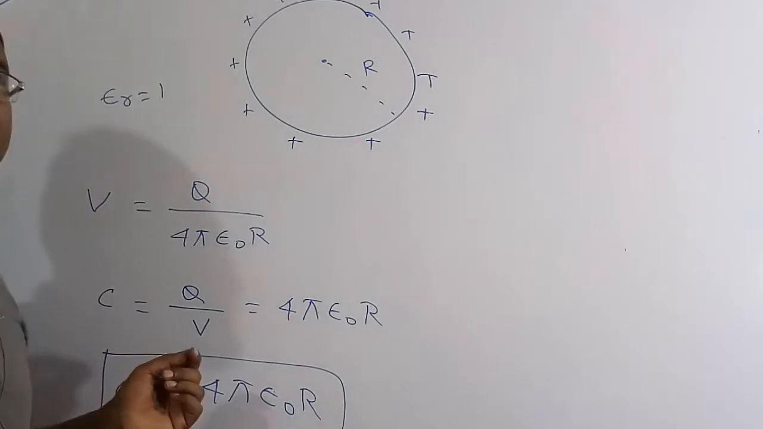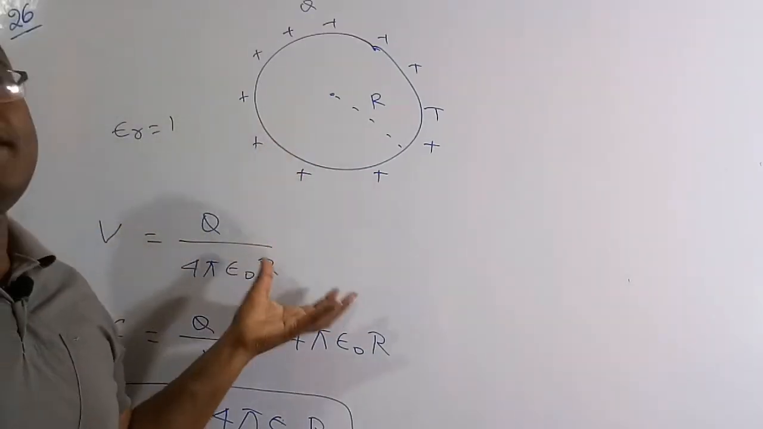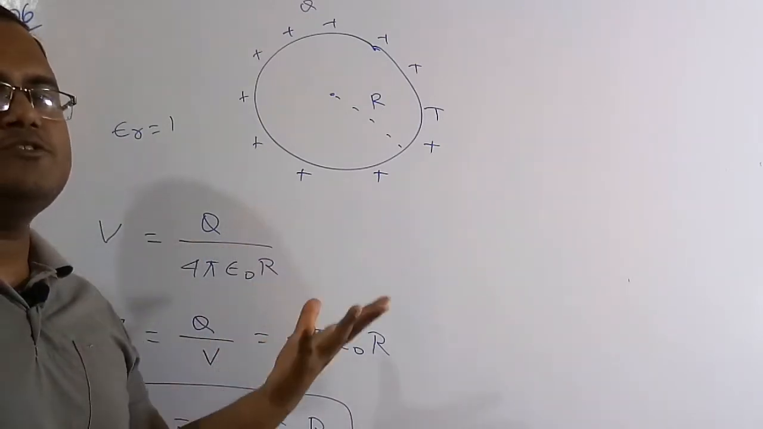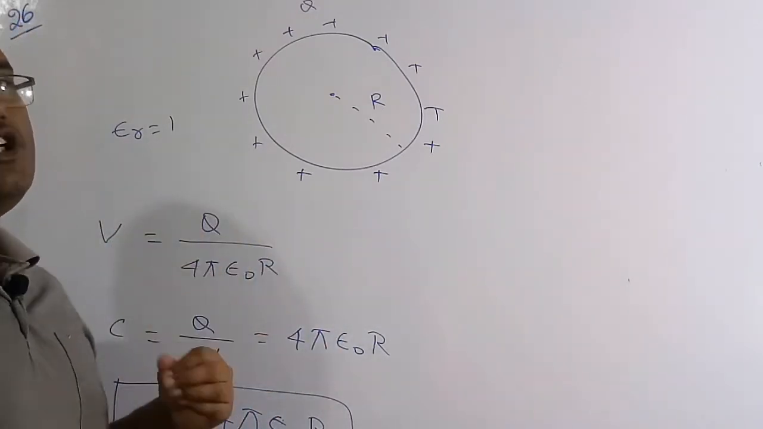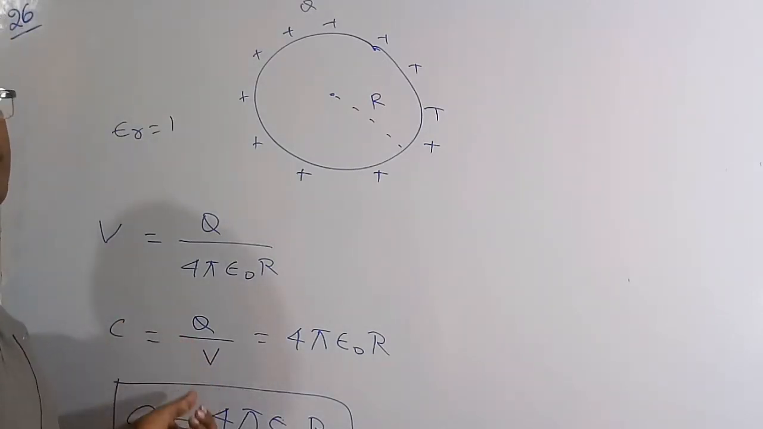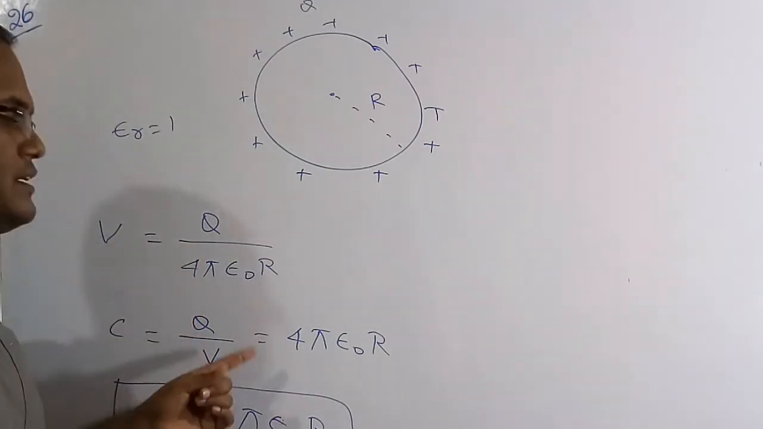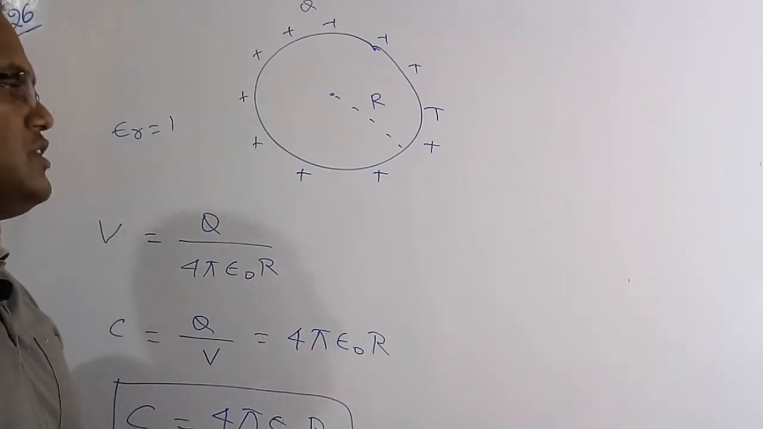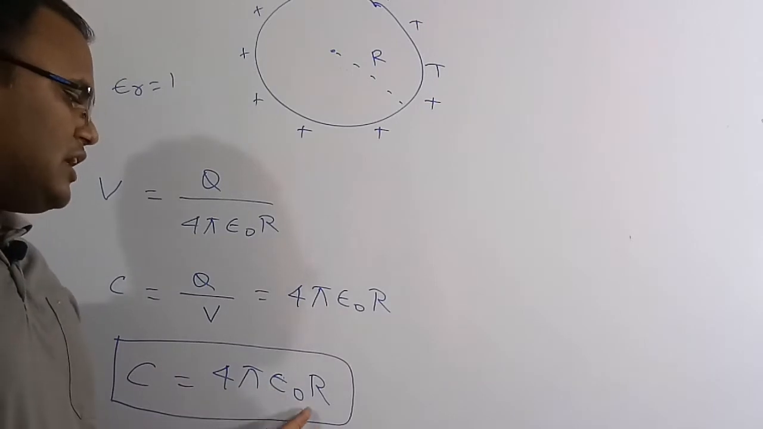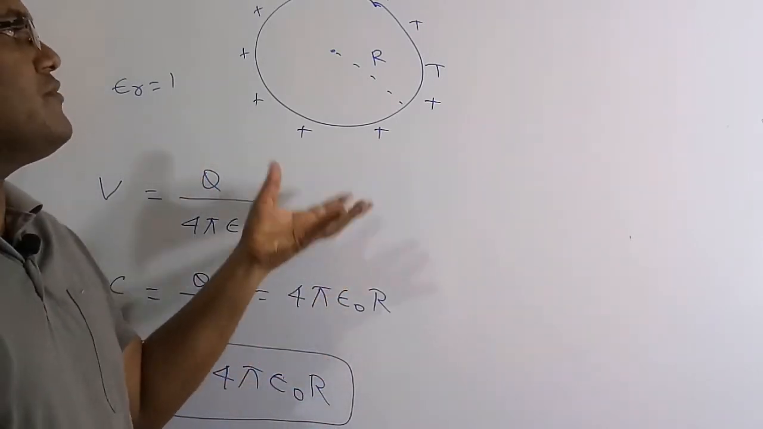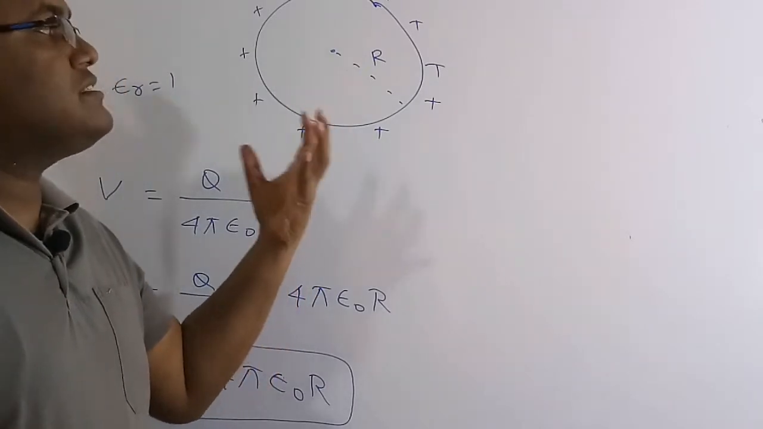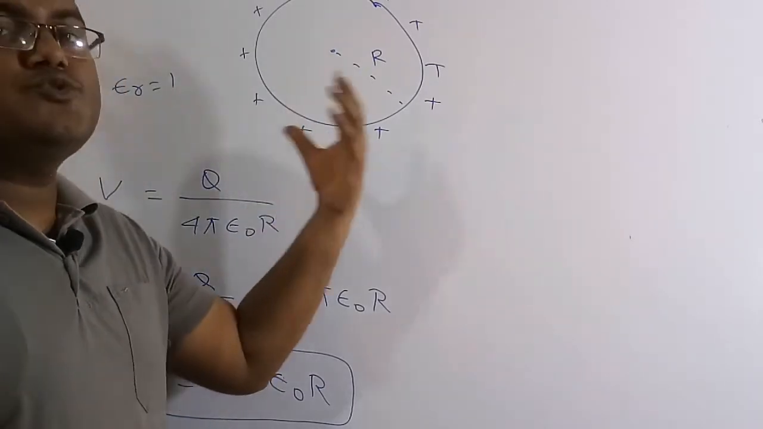Here we are keeping the sphere in free space, or vacuum, where the relative permittivity is 1. So the expression for the capacitance is equal to charge by voltage, and if you rearrange this we get 4 pi epsilon naught r. So the capacitance offered by this sphere is 4 pi epsilon naught r. This is the capacity offered by this sphere in order to store a charge.